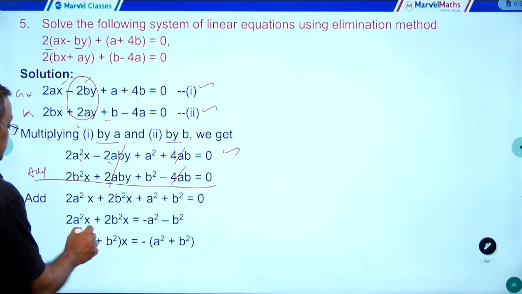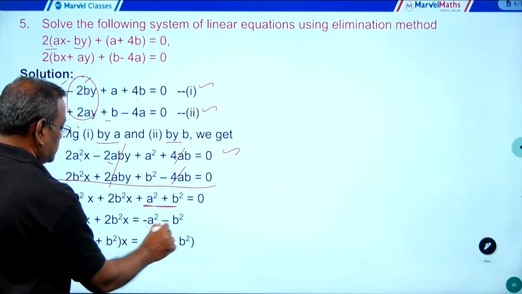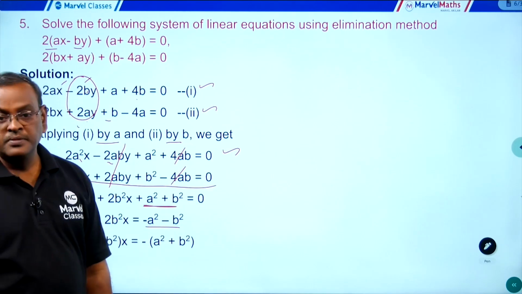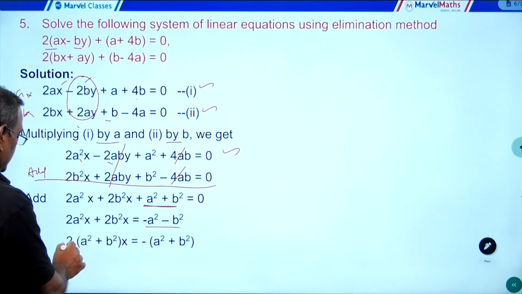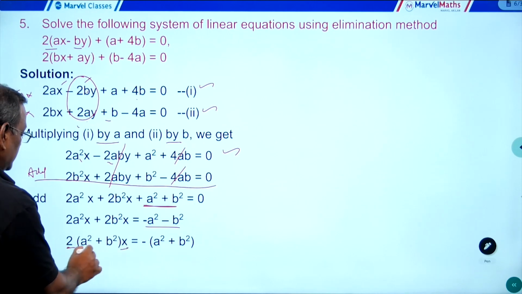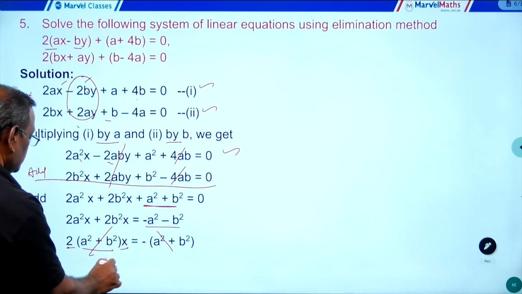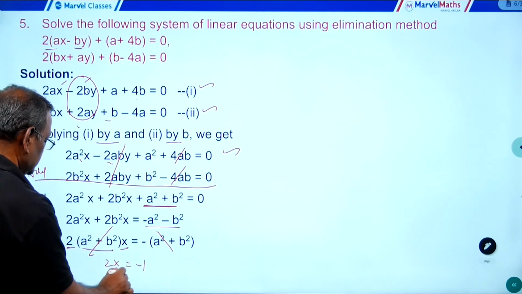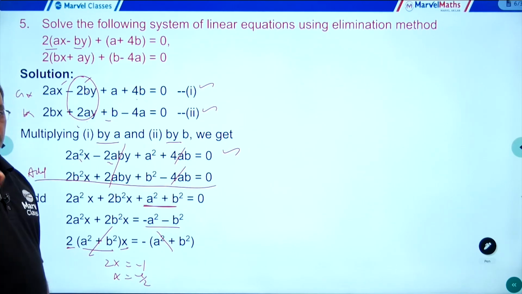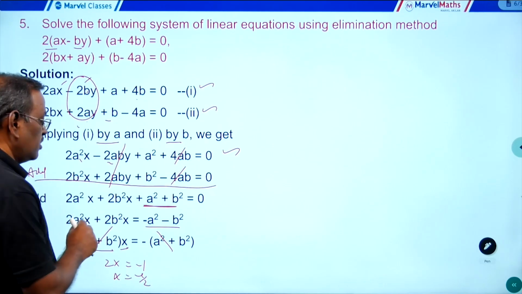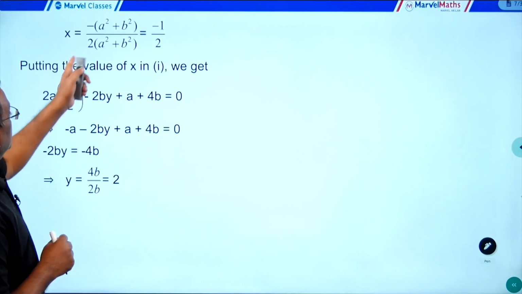Now I can transpose these two terms to the right side, that becomes minus a square minus b square. Again on the left side I can take 2 and x outside, the remaining coefficient is a square plus b square. Now these get cancelled, 2x equal to minus 1. What is x equal to? Minus 1 by 2. So always focus more on the arithmetic operations and focus more on the sign. Okay. Next, x equal to minus 1 by 2.